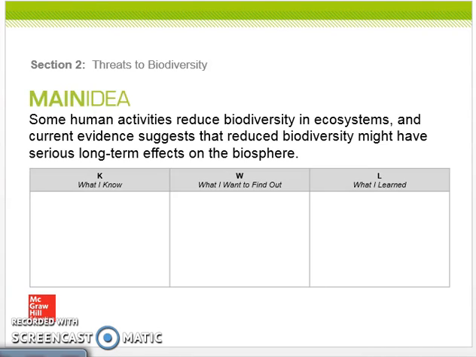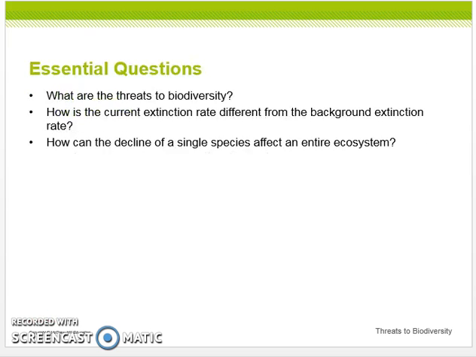Biology 5.2: Threats to our biodiversity. Some human activities reduce biodiversity in ecosystems, and current evidence suggests that reduced biodiversity might have serious long-term effects on the biosphere. And unfortunately, we don't know what a lot of those effects are until much, much later.